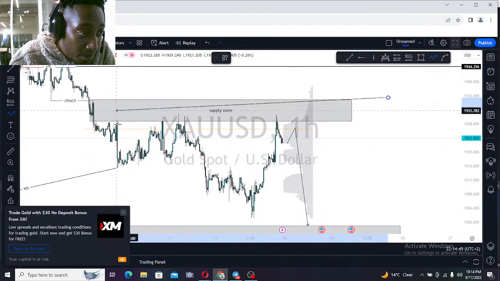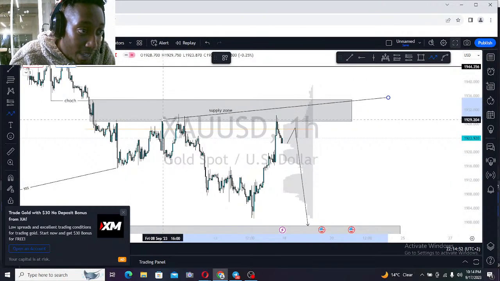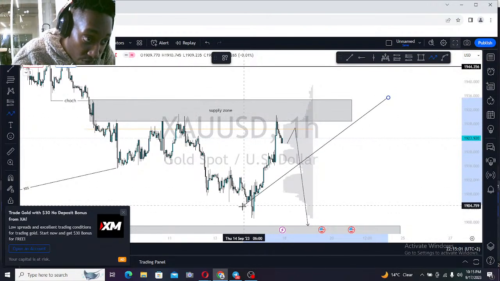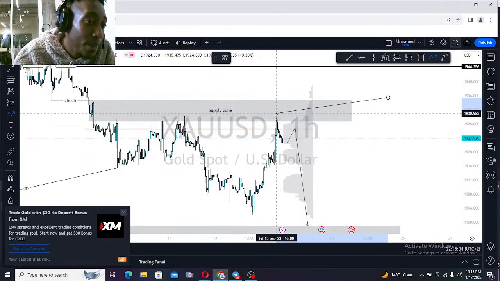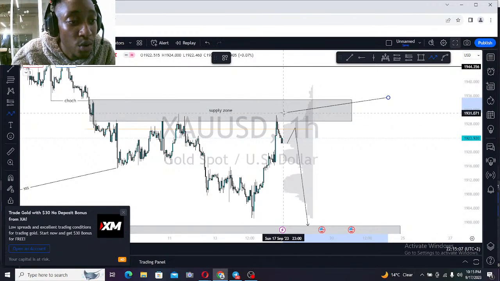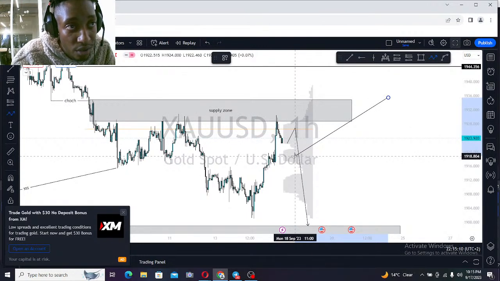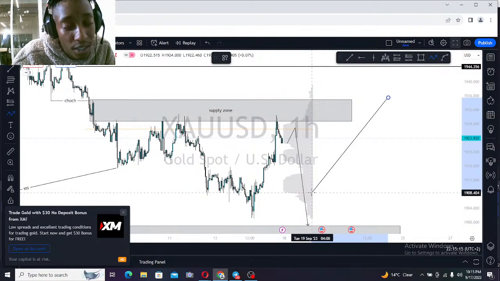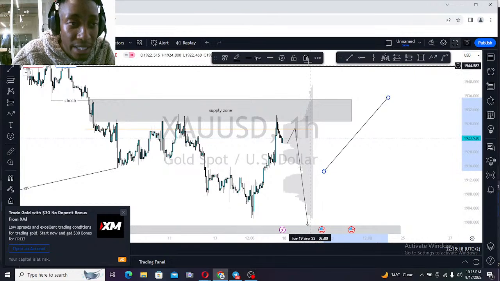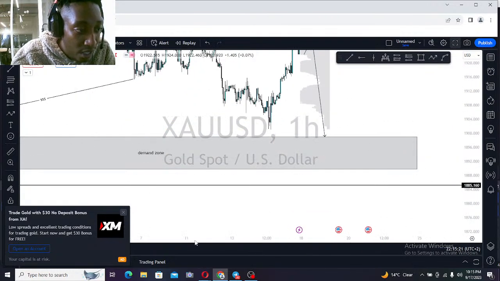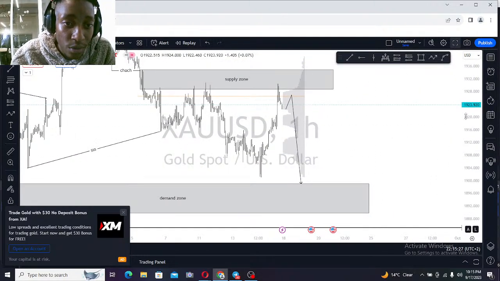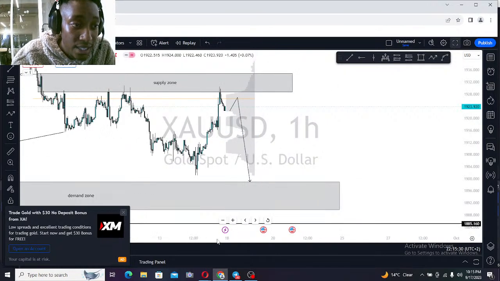Even here it mitigated the supply zone, it broke down. Even here it came back again, mitigated the supply zone, and broke down. It went up, mitigated the supply zone, broke down heavy, and then went up again, and after mitigating the supply zone, we saw it rejecting that zone. So at some point the market can just open, pull back, and then drop just like that, because it never mitigated this demand zone. It can also shoot down to mitigate that demand zone.